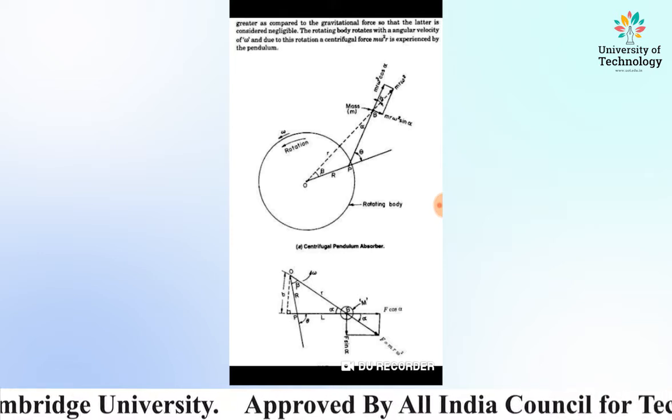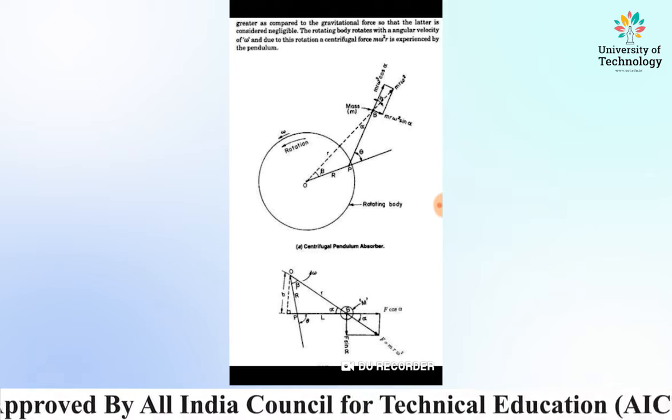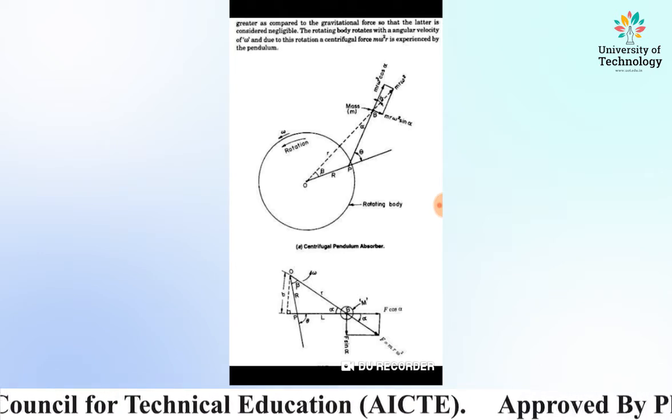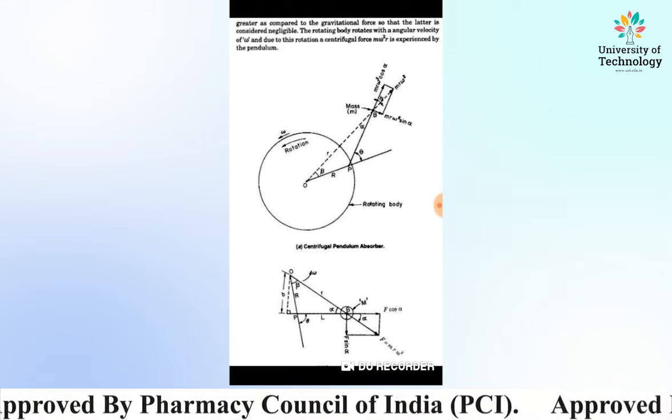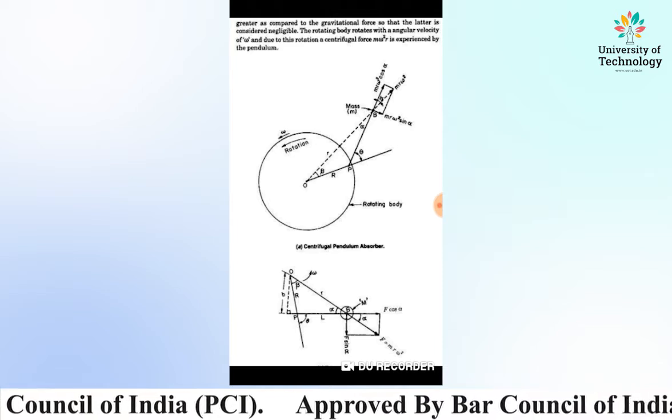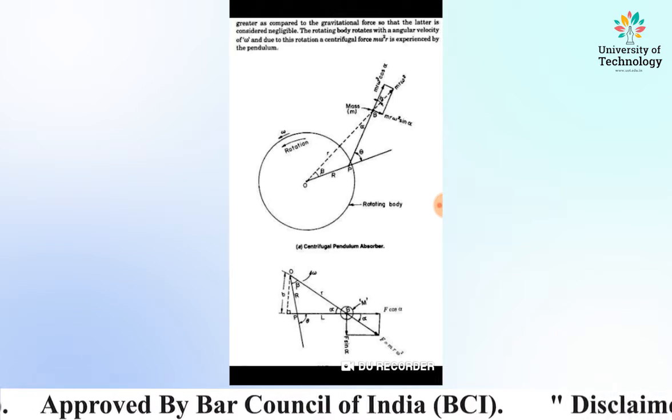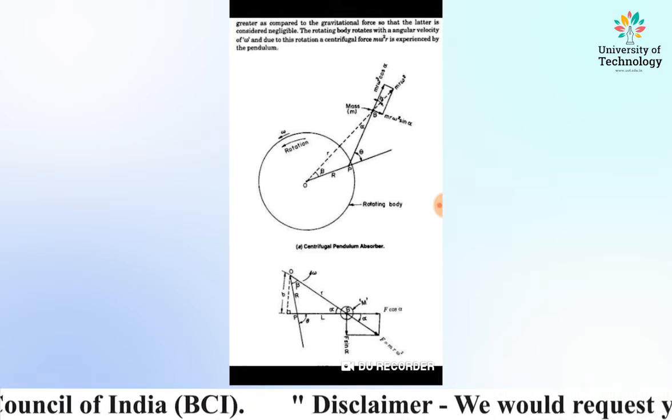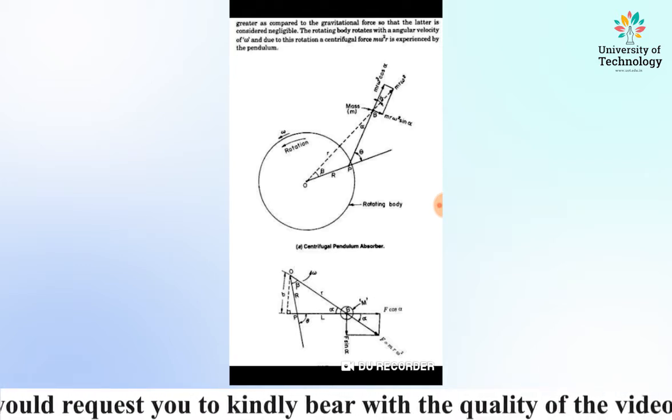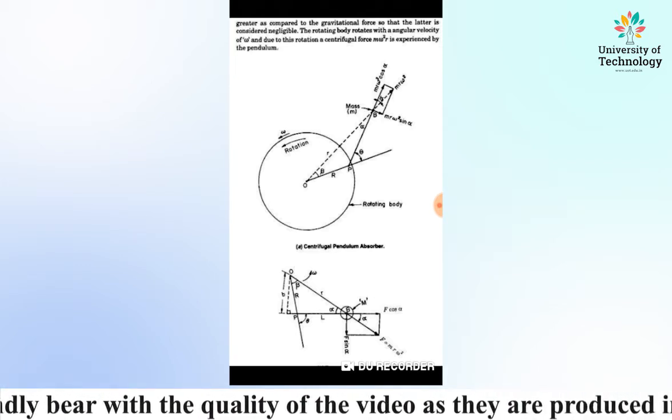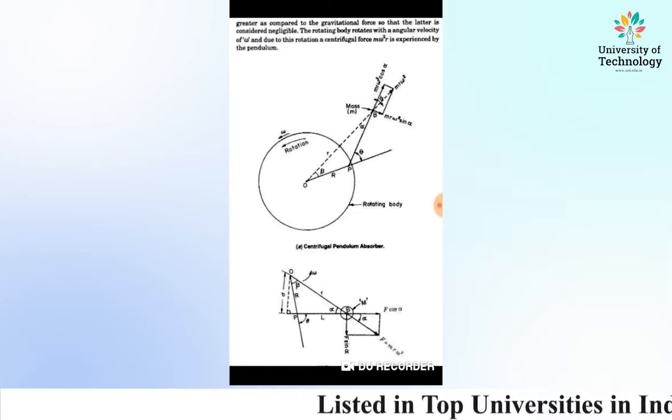The rotating body rotates with an angular velocity of omega, and due to this rotation a centrifugal force m omega square r is experienced by the pendulum. In this diagram you can see that a rotating body is here and the center point is O. The radius of this body is OP, and PB is the pendulum.